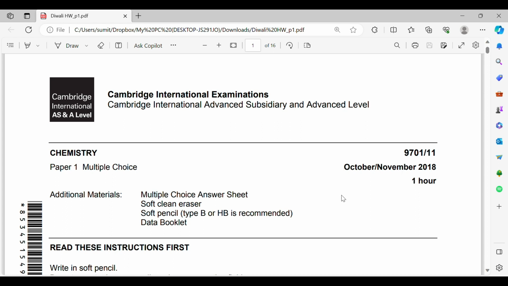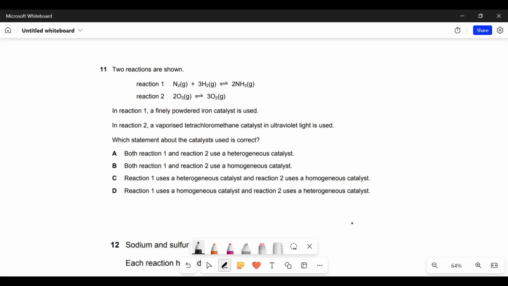Today we'll be solving past paper from year 2018, October-November series, paper code 970111. Let's look at question number 11. Two reactions are shown. Reaction 1, nitrogen gas reacts with hydrogen gas to form ammonia gas. In this reaction, finely powdered iron catalyst, that means iron solid catalyst, is used. Reaction 2, ozone gas is converting into oxygen gas and the catalyst used is vaporized tetrachloromethane, that means CCl4 gas.